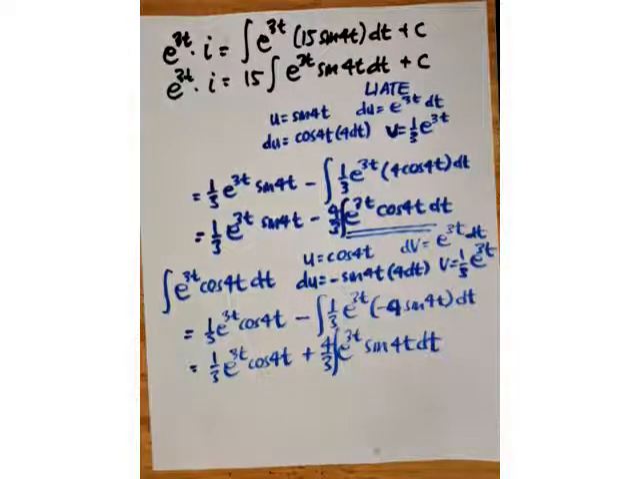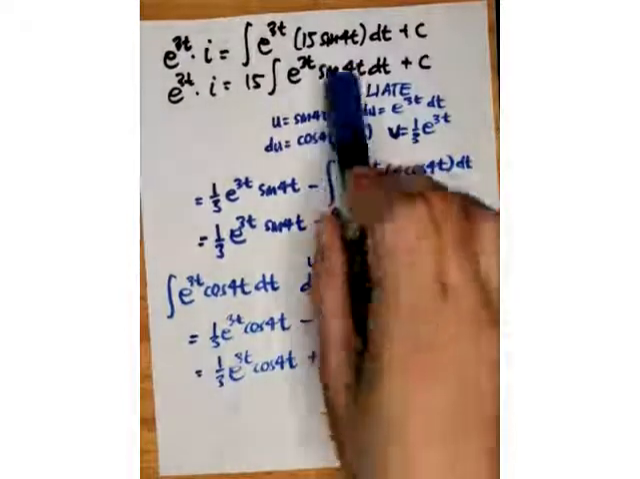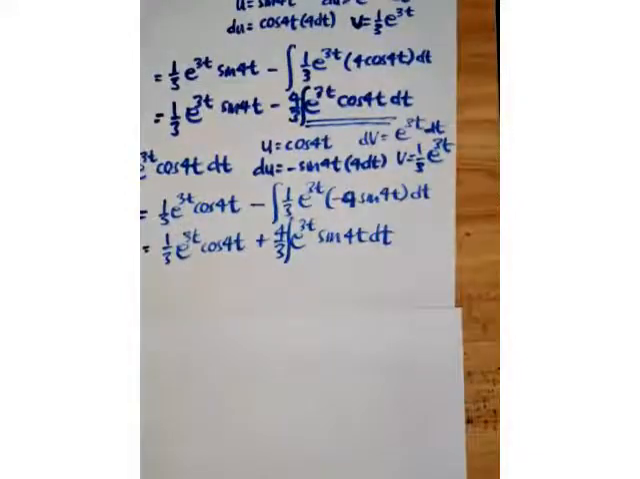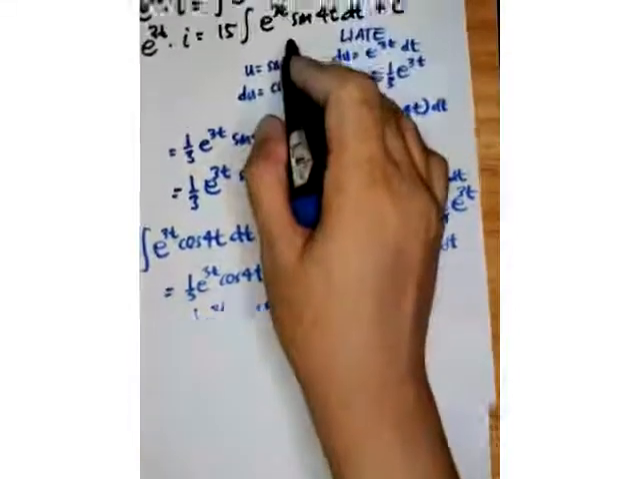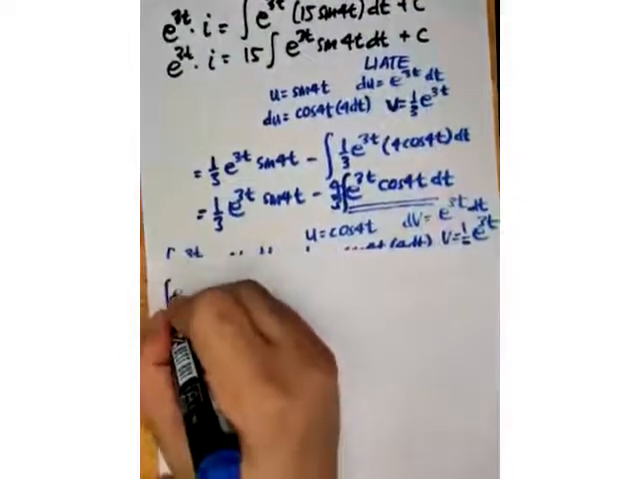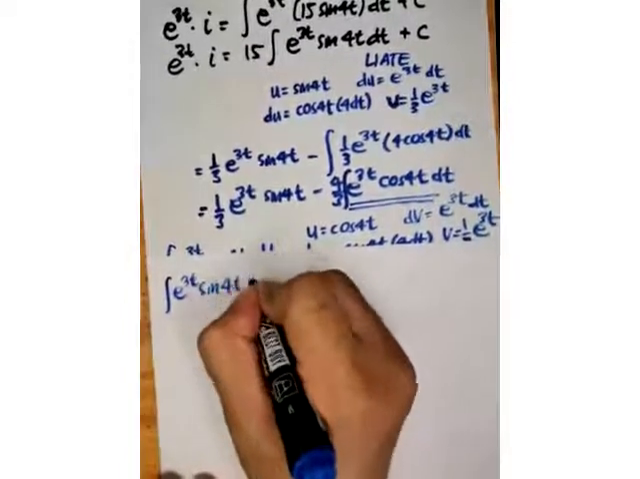Tama ba? Ayan. Okay, and then kung titignan ninyo, bumalik siya sa dati. Di ba? Pag bumabalik siya sa dati, cross multiply lang. Hindi. Tina-transpose lang natin siya. So, gagawin ko ay, eto na. Ito lang ang kukunin ko, yung original. So, yung original lang ay the integral of e 3t sine 4t dt.